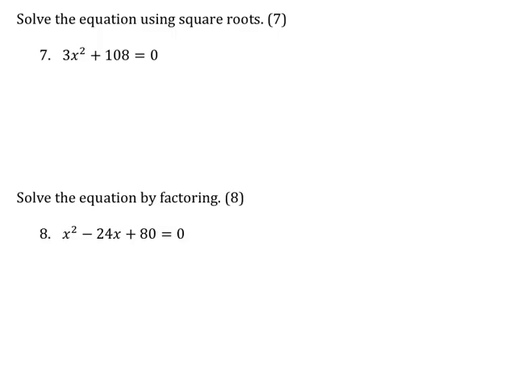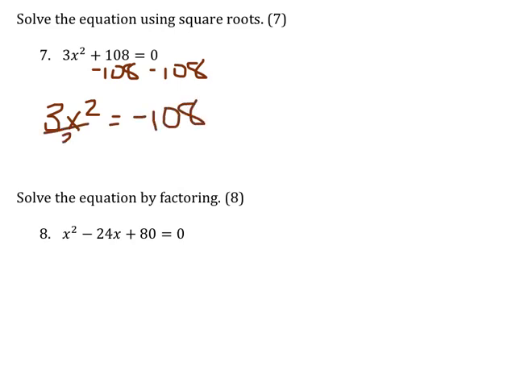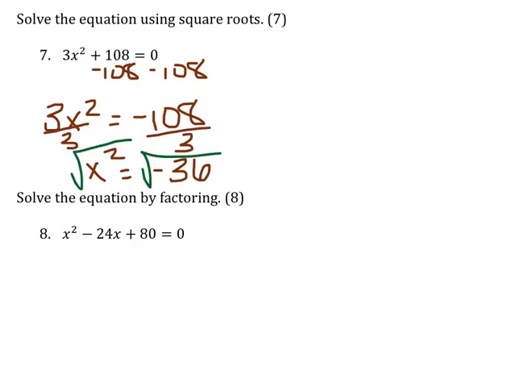Solve the equation using square roots. So we'll subtract 108 from both sides. We have 3x squared equals -108. Divide by 3, divide by 3. We get x squared equals -36. Now, in order to figure out what x is, we need to take the square root of both sides, but we can't take the square root of a negative, so this one would be no solution.